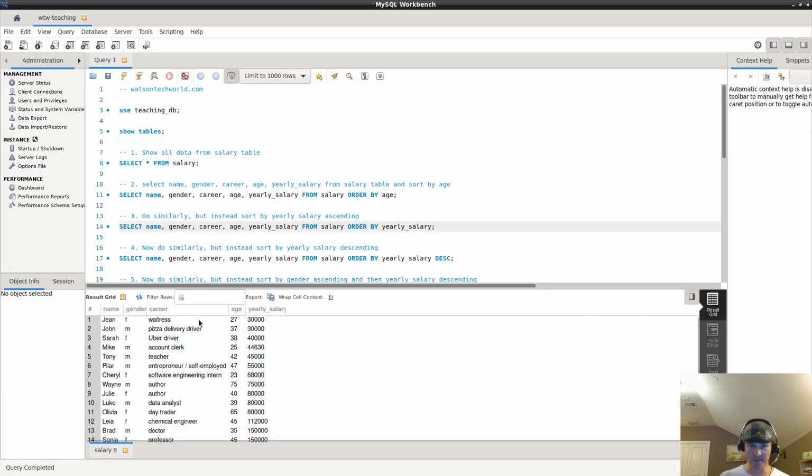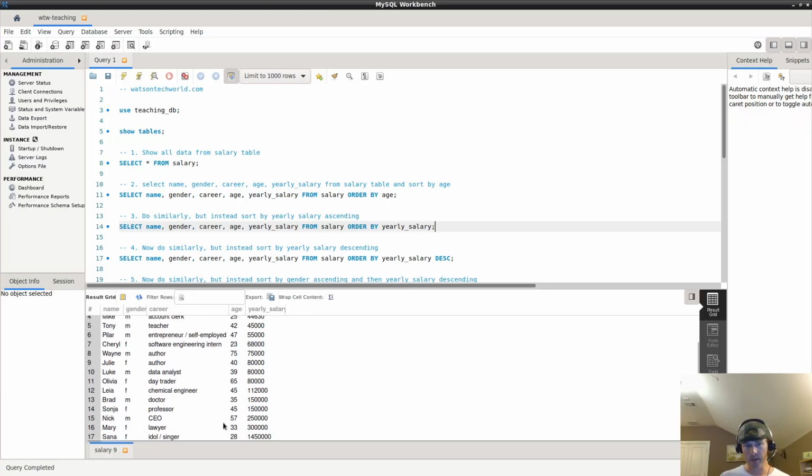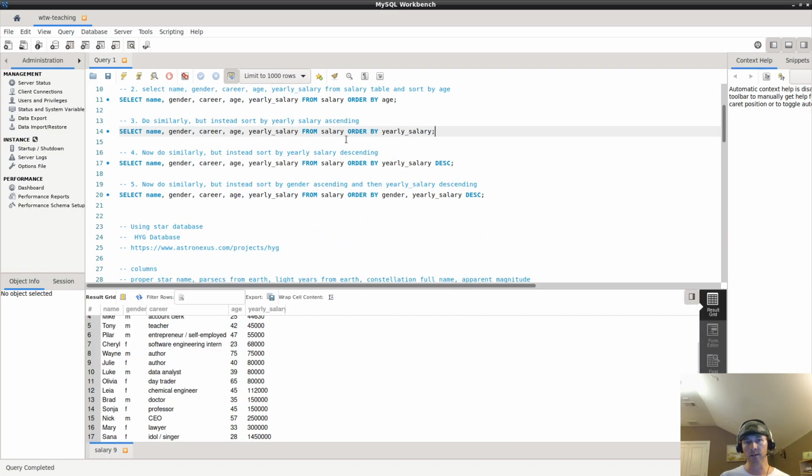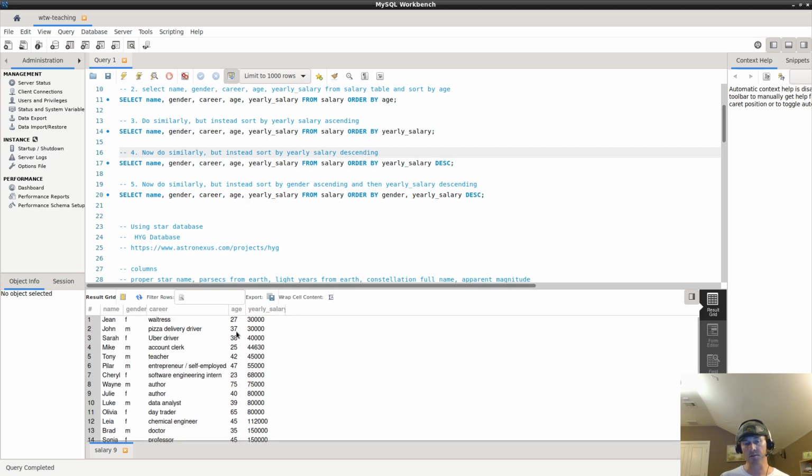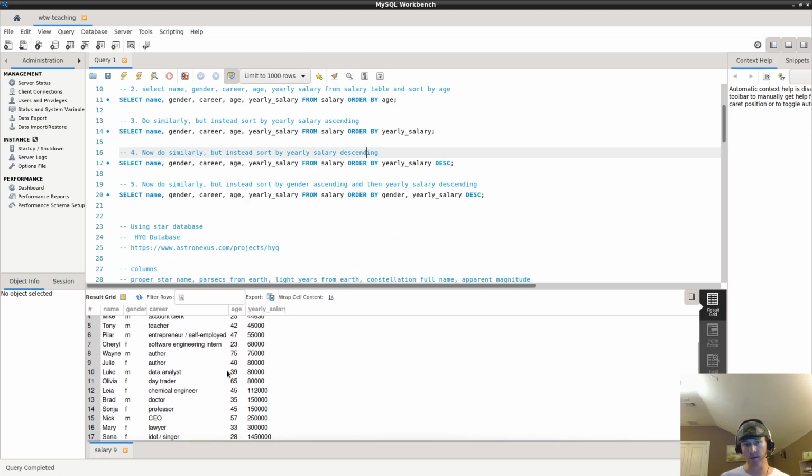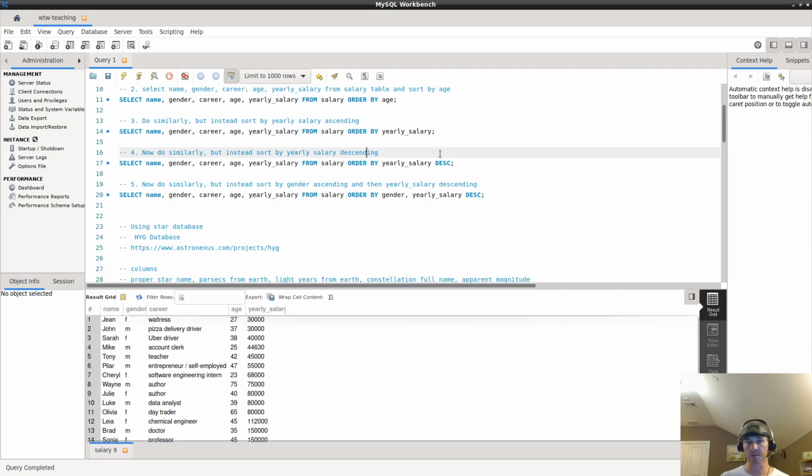Okay, at the top is the lowest, and at the bottom is the highest salary. Now let's do something similar, but instead of going ascending, from lowest salary to highest salary, let's go from highest salary to lowest salary.